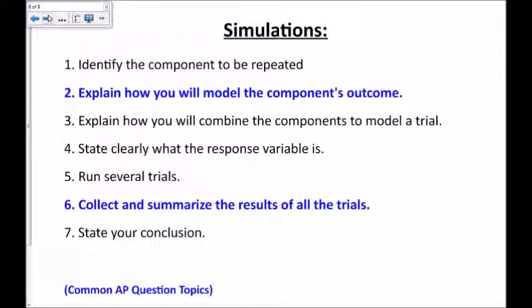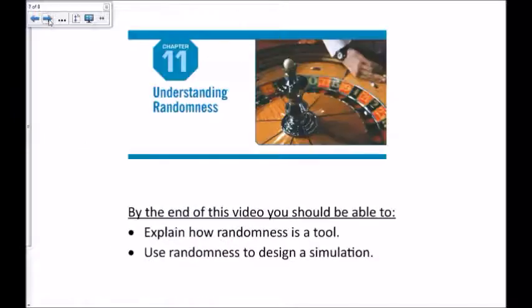What are you looking for? Number 5, run several trials. Number 6, collect and summarize the results of all the trials. And number 7, state your conclusion in context. That is the 7 steps of creating and running a simulation. So this video was about randomness and how randomness is a tool, and you should now be able to design a simulation. Thank you so much for watching.